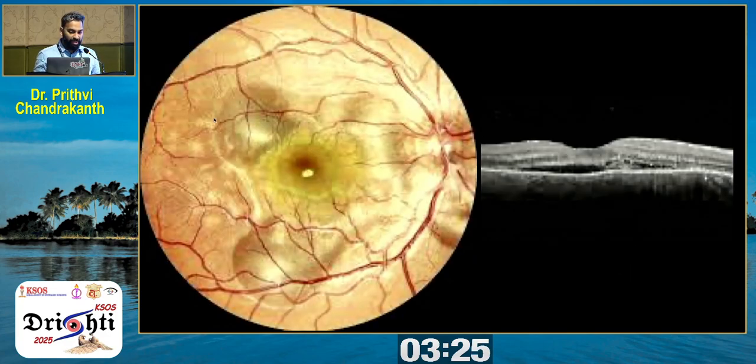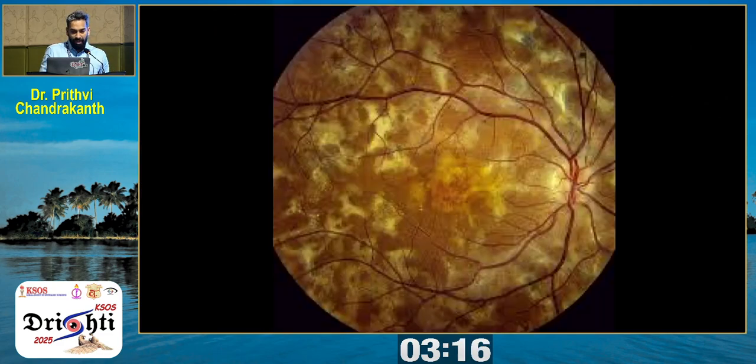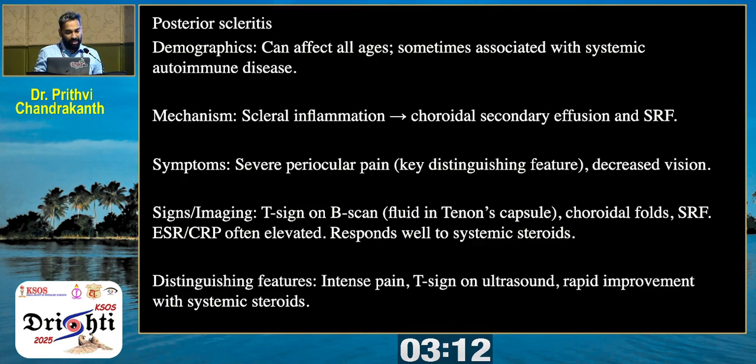So over here, you can see a few SRF pockets in both eyes, which is demonstrated in the OCT also. This is a photo of multifocal choroiditis, which can also mimic CSC.